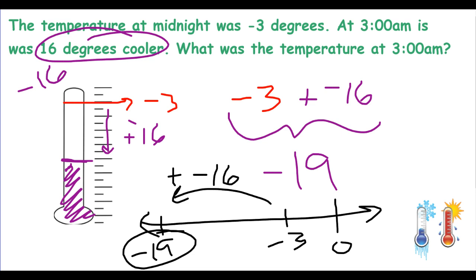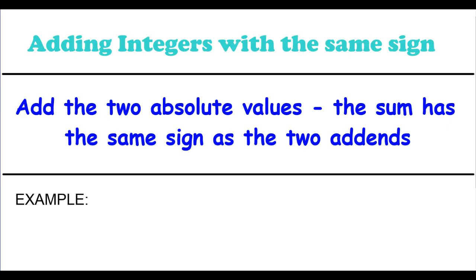Positive numbers we know, but negative numbers is slightly different. So pause the video and write this down. To add two numbers with the same sign, adding integers with the same sign, we add the two absolute values, and the sum has the same sign as the two addends.